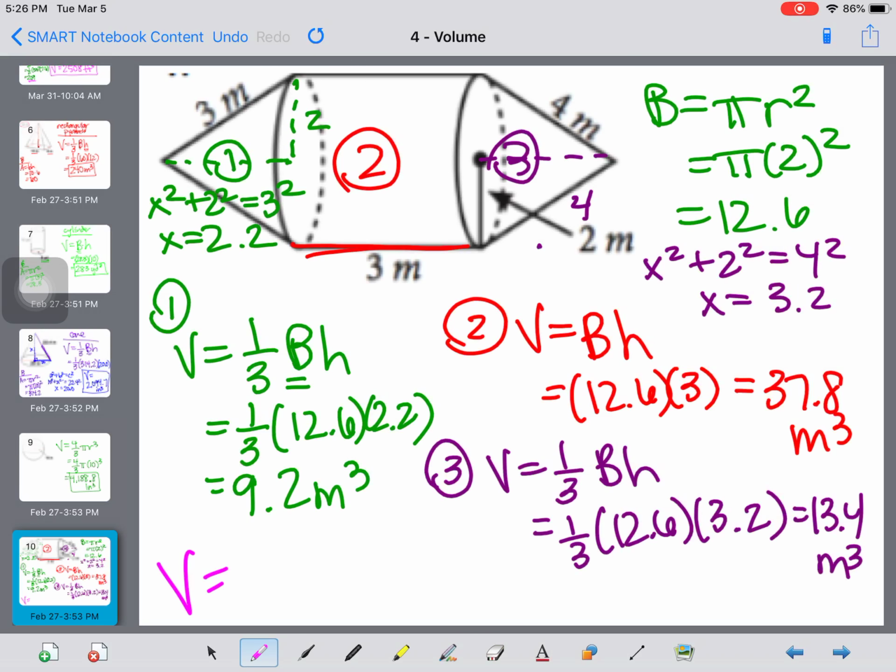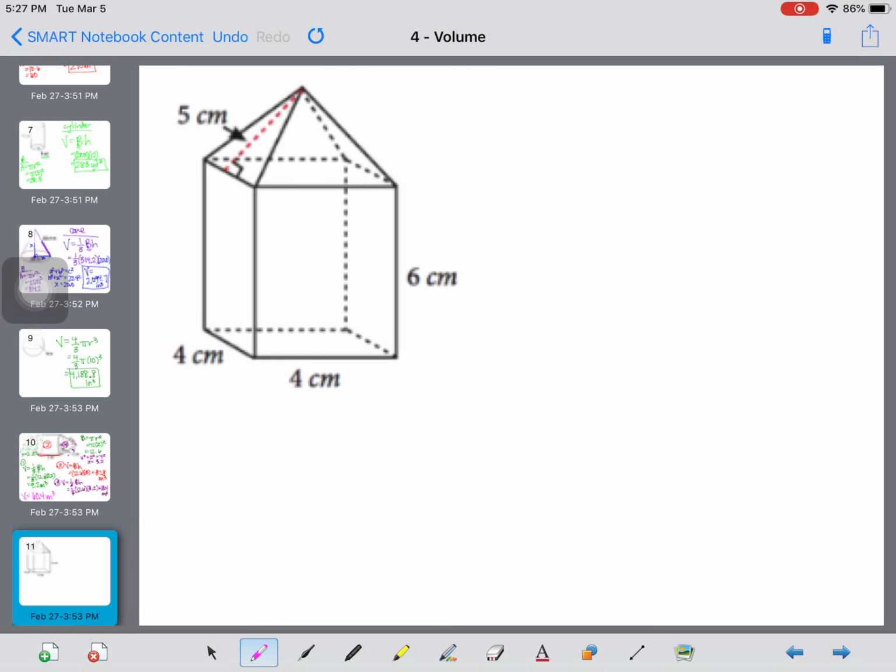So my total volume would be 9.2 plus 37.8 plus 13.4, which is 60.4 meters cubed. So you find each volume separately and add them all together. I want you to try this one and then unpause it when you're ready to go over it.